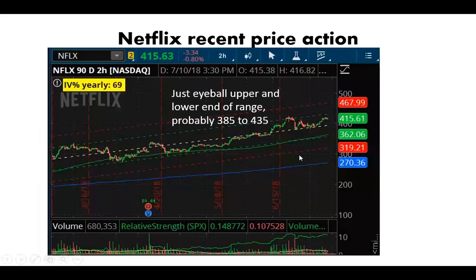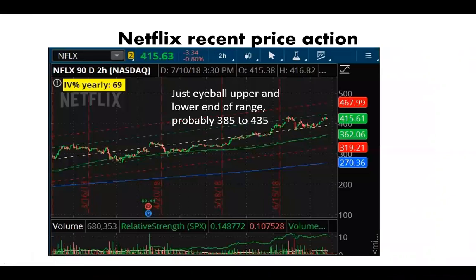Okay, so here's another example. Netflix. Netflix is setting up pretty nicely, and in the upper right corner, this is the IV percentile that I was talking about earlier. Netflix has been a hot stock. There's a lot of people trading the options in Netflix. Its IV percentile when I did this was 69. So if it's above 50, that's telling me there's more and more money in the options. And so we want to get some of that money if we can. I'm just looking at the price chart and eyeballing the upper and lower of the range. In this example, I'm saying about 385 to about 435 is where we might be moving forward.